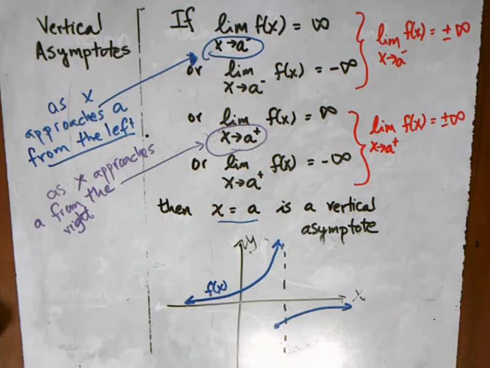So I'm going to end this video right here and then continue on the rest of the notes for finding domain and range and vertical asymptotes on the next video.